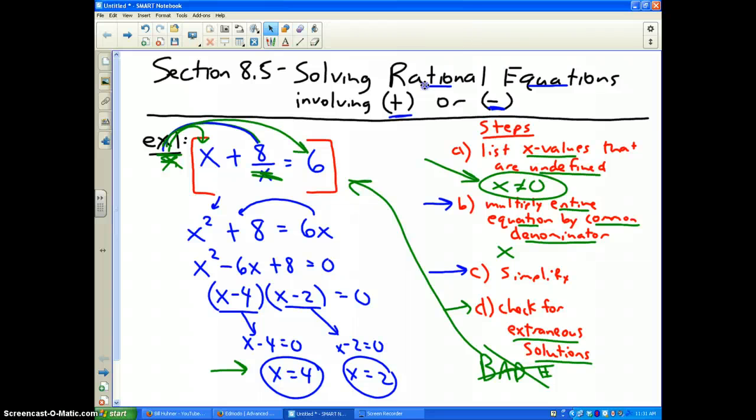But what would happen if I would put a 2 in here? Would it work? Well, 8 divided by 2 is 4. 2 plus 4 equals 6. Oh, so 2 works. What if I put a 4 in there? A big 4. Well, 8 divided by 4 is 2. 4 plus 2 is also 6. And so this solution also works, and therefore in this problem, I have no extraneous solutions.